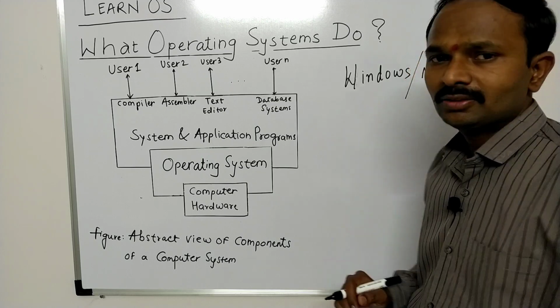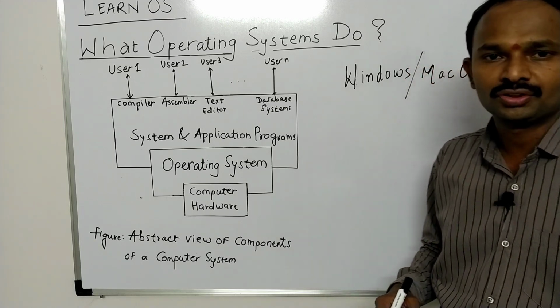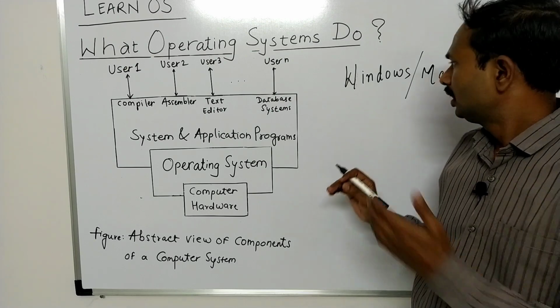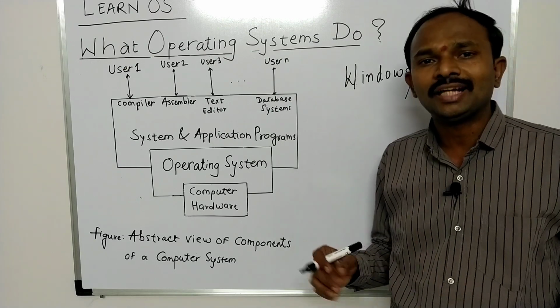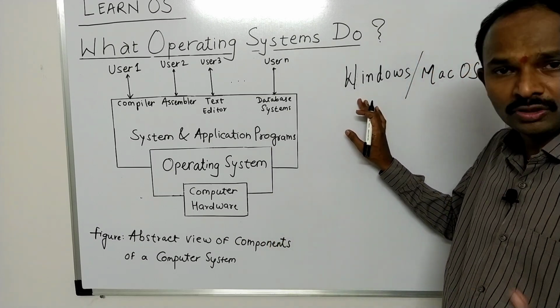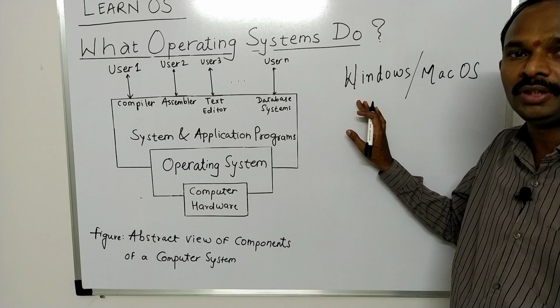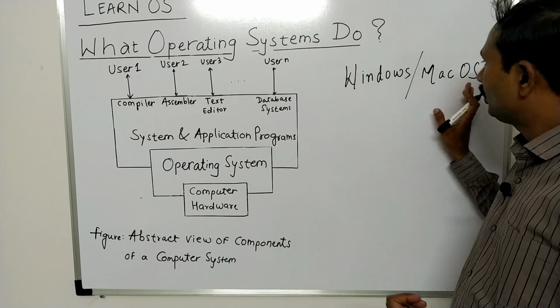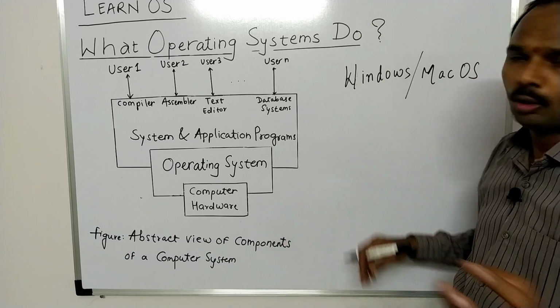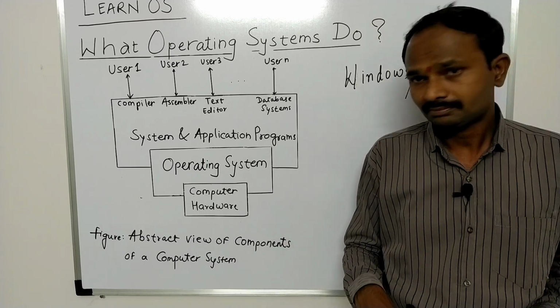Windows is the most famous operating system because of its convenience and ease of use. Because of that, people prefer to use the Windows operating system. Nowadays, open source operating systems are also becoming popular. Mac OSs are installed on Mac systems. So, what is an operating system basically?